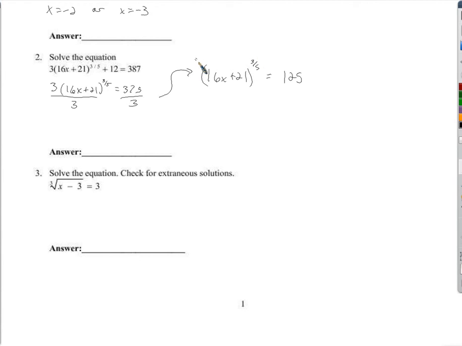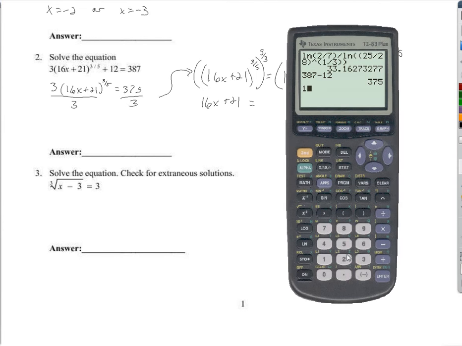Okay, to cancel out this 3/5 power, let's raise it to a 5/3, because when we raise a power to a power, we multiply the powers together, and 3/5 times 5/3 is 1. So we'll just have to raise this to a 5/3 power. 16x plus 21. So what's 125 to the 5/3 power? Well, it's the same as saying the third root of 125 raised to the 5th power. That's going to be 5 to the 5th. And use my calculator here. 5 raised to the 5th power, 3125.